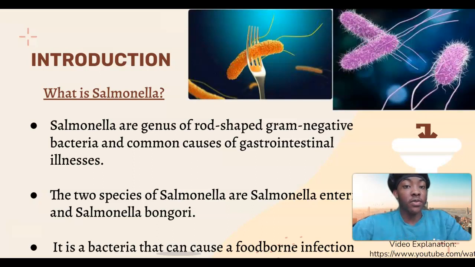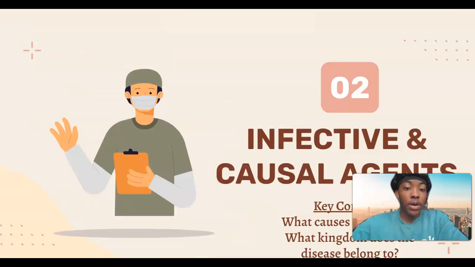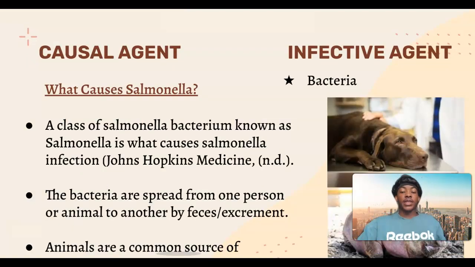So they are a genus of rod-shaped gram-negative bacteria. The two main species of salmonella are Salmonella enterica and Salmonella bongori. The key concept, the infective and causal agents. So it's a bacteria, and they belong to a class of bacterium known as Salmonella. According to Johns Hopkins Medicine, they are spread from one person to another through animal feces or excrement.